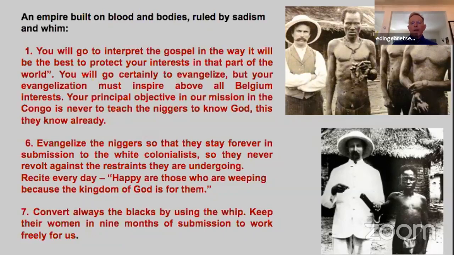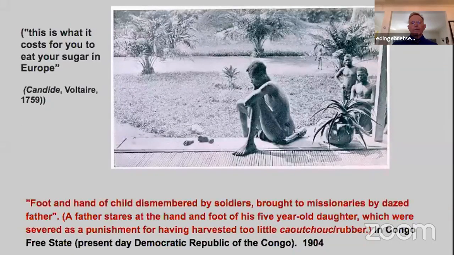Okay, you see it. Now, the images: these are hands that are cut off by the colonialists from the indigenous people of the Congo for not doing their work. This is an image of a man's child, daughter, whose hands and foot were chopped off because of his failure to do the work. On the left, Voltaire in Candide in 1759, very early, says, this is what it costs for you to eat your sugar in Europe. And I apologize for some of the graphicness of this.